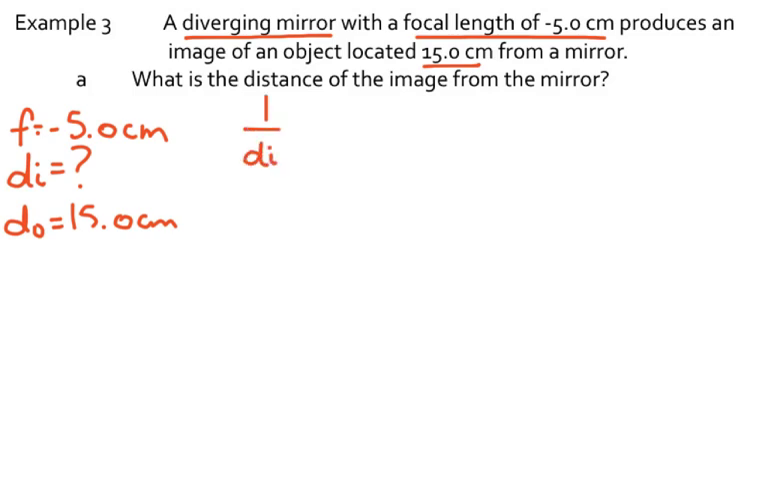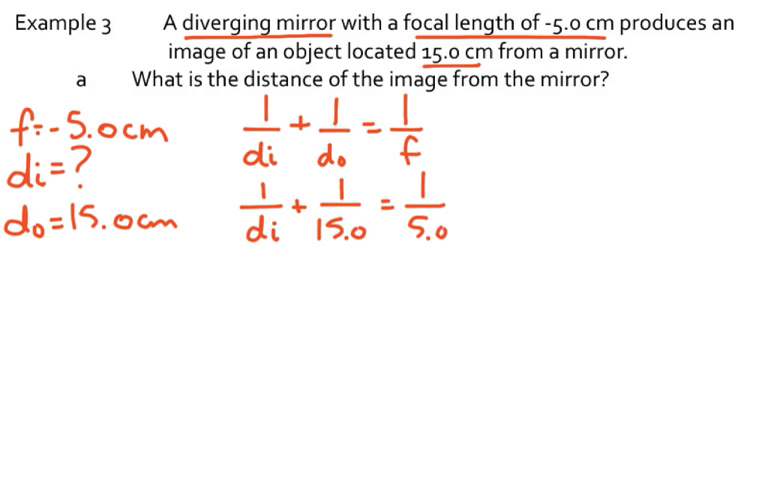1 over DI plus 1 over DO equals 1 over F. DI we don't know. DO is 15.0. F is 5.0. Sorry, negative 5.0. Work out the fractions. 1 over 15 is 0.066667. 1 over negative 5 is negative 0.2.